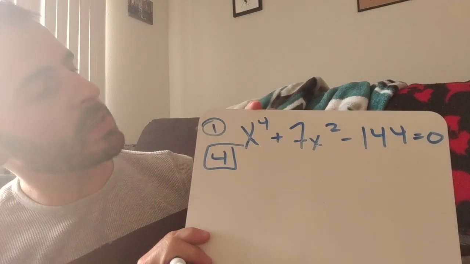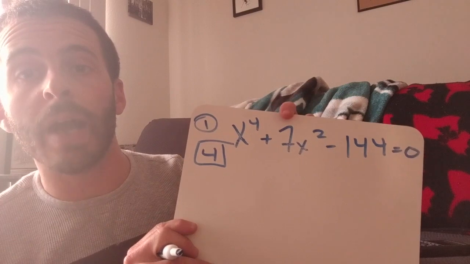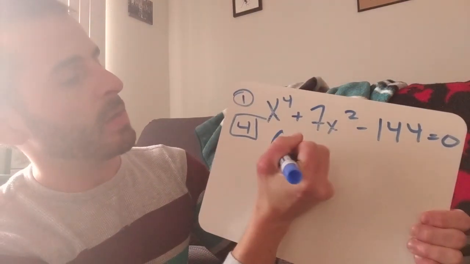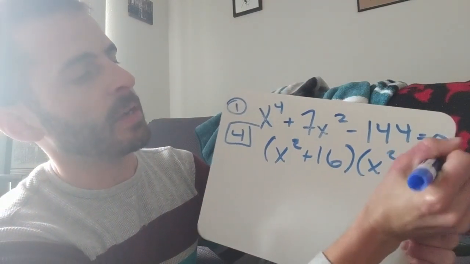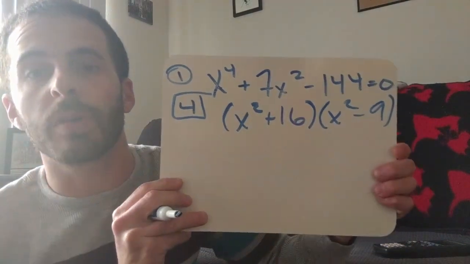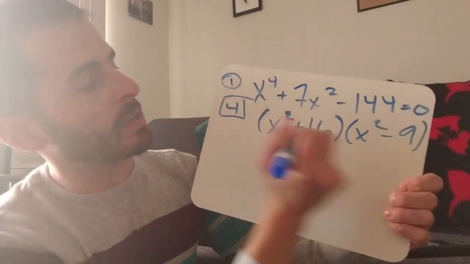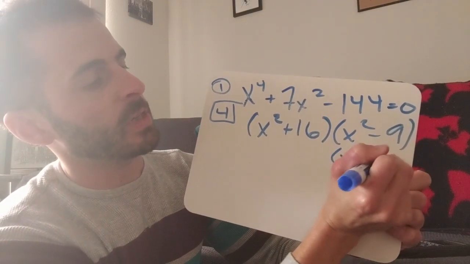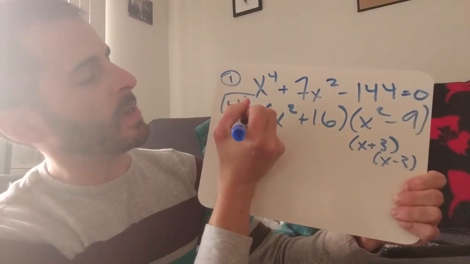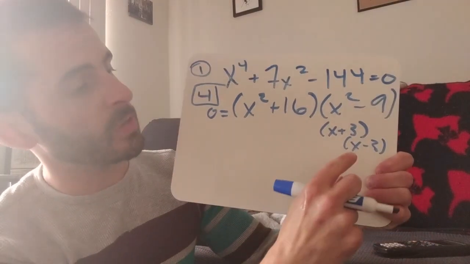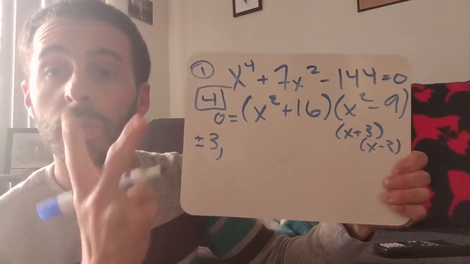This one's pretty easy because it's in quadratic form. I only need to think of two numbers that multiply to 144 and subtract to 7. Well, that's not so bad because it's 16 and negative 9. 16 and 9 multiply to 144, and 16 minus 9 is 7. So here's a hidden difference of squares problem. I have x plus 3, x minus 3. If I set it equal to 0 and find these solutions, this is a 3 and that's a negative 3. So I have plus or minus 3 as two of my solutions.